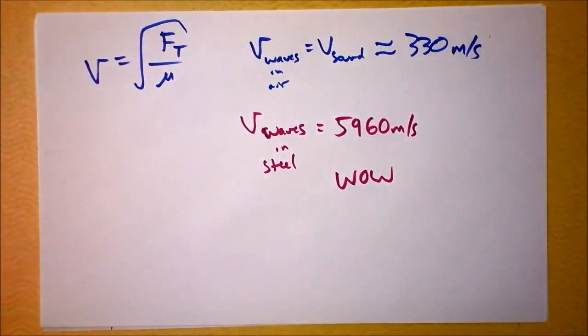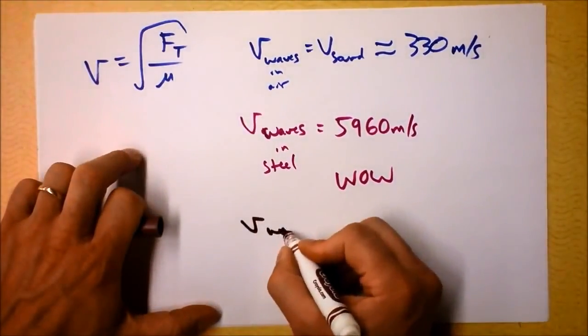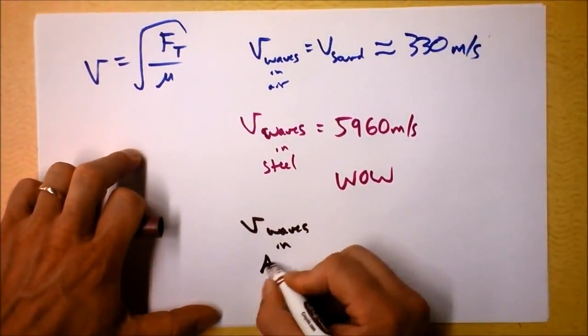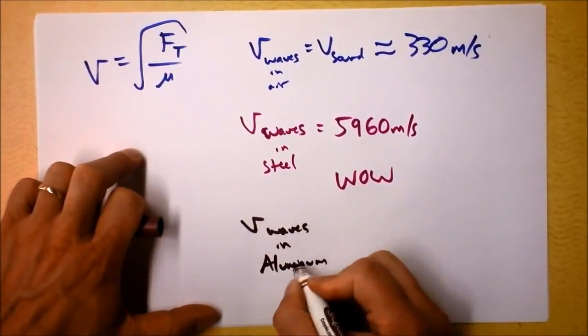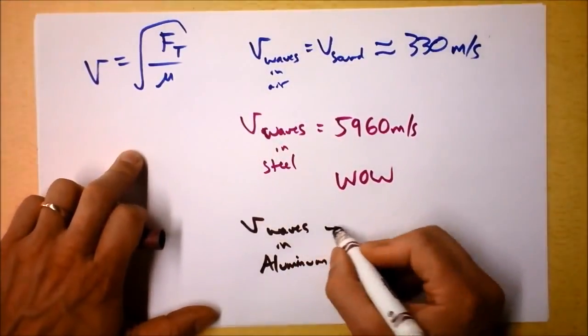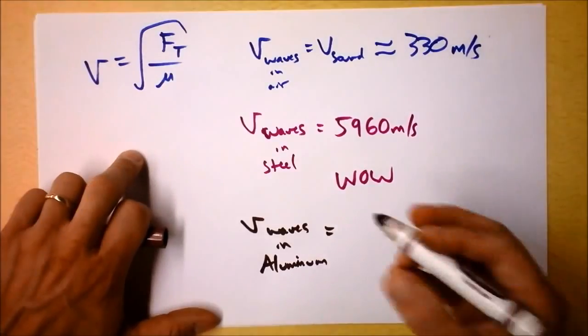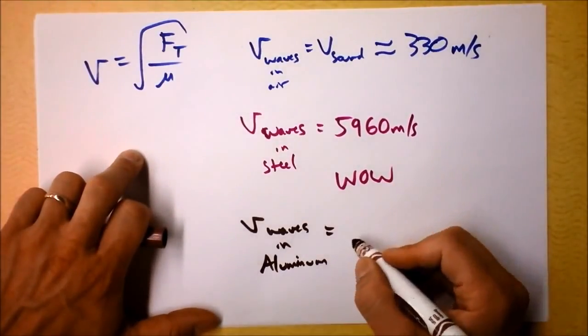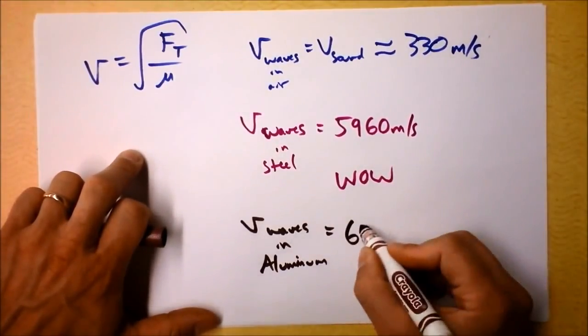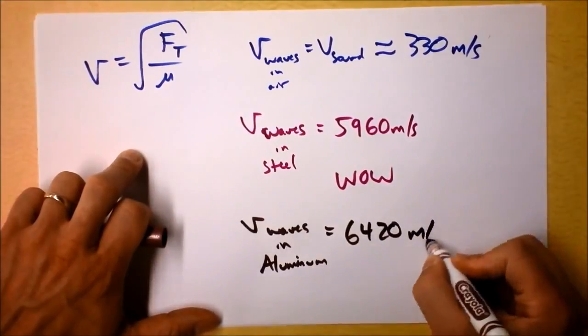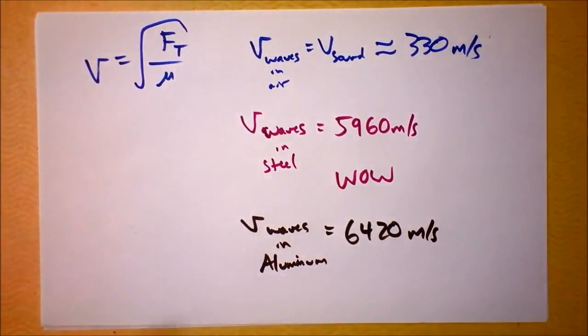Also, I should point out the speed of waves in aluminum. And what is the characteristic of aluminum as compared to steel? Well, it's much, much less dense. So the speed of waves in aluminum is 6,420 meters per second. So let's see if this makes sense.